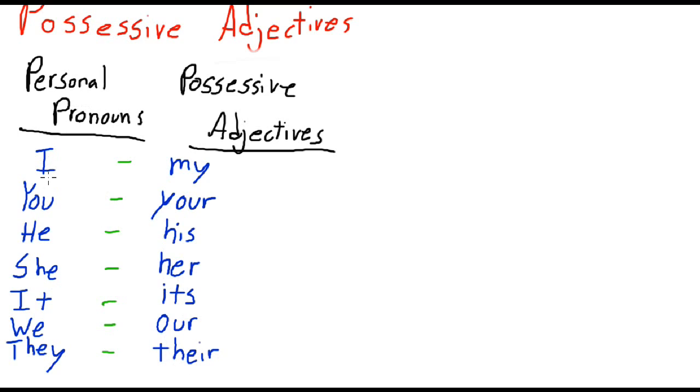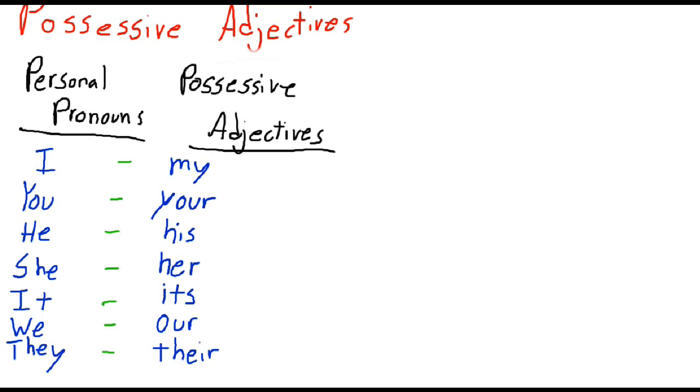Okay, so we have I, the possessive adjective is my. You, the possessive adjective is your. He, the possessive adjective is his. She, the possessive adjective is her. Okay, remember that. Most people become confused with he and her and she and his, etc. But always remember he, his, and for she, her. Okay? Do your best to remember that. It becomes its, and we becomes our, and finally they becomes their. So these are the possessive adjectives.